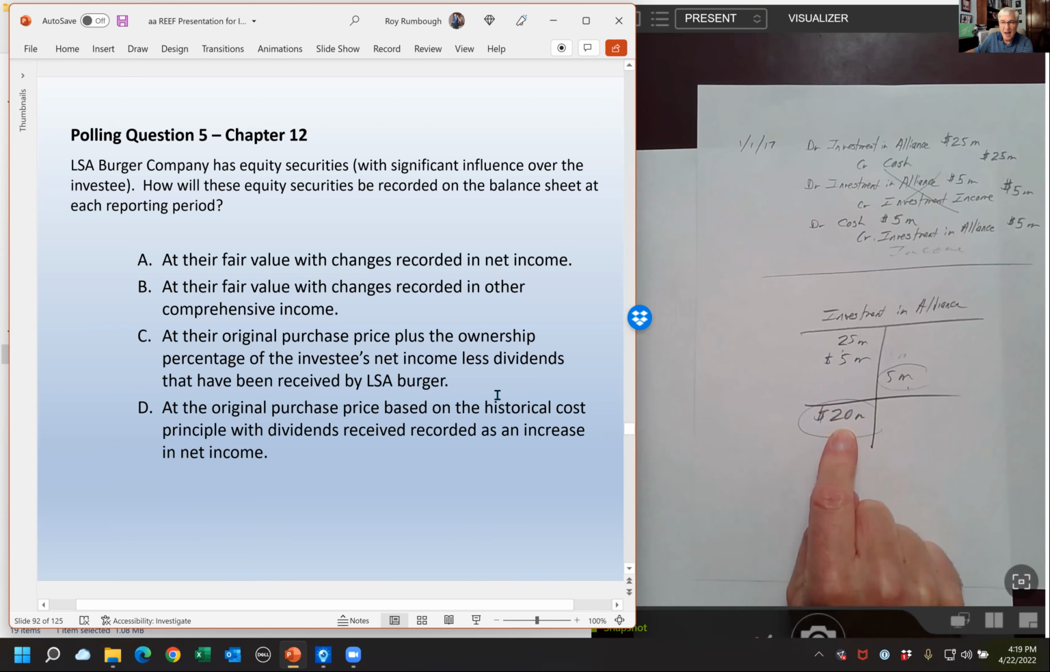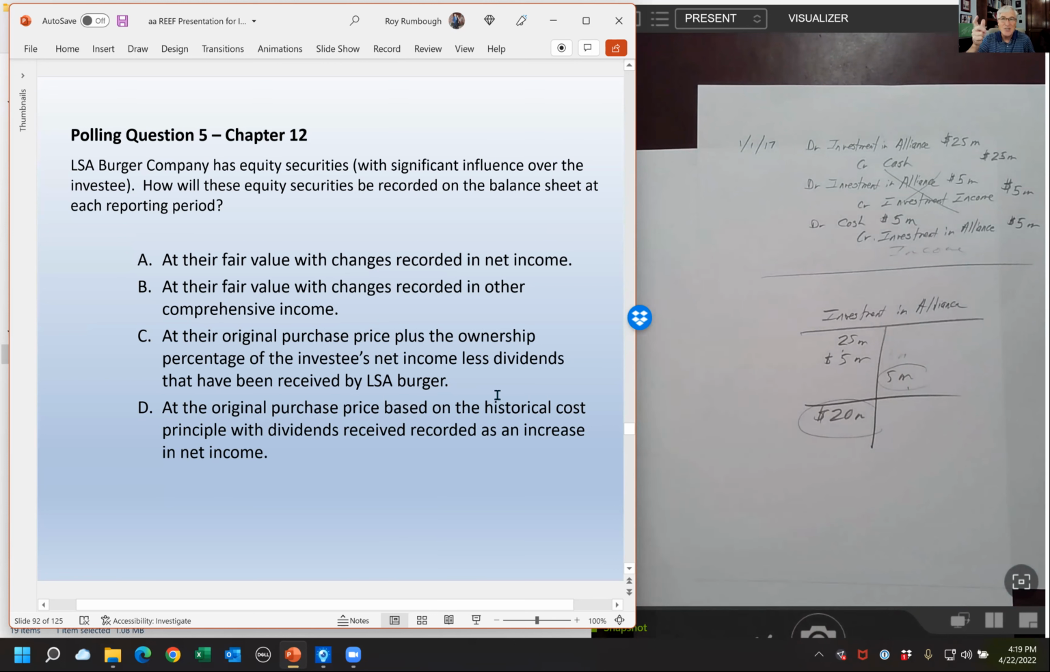So in this chapter, we have three types of debt securities: held to maturity, trading securities, and available for sale. And you can go back and look at the accounting for all this. And we have three types of equity securities: where we hold less than 20%, between 20 and 50%, that's a significant influence, equity method, and over 50%, we have total control.